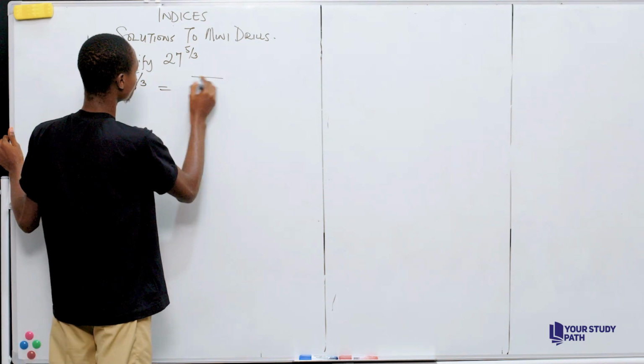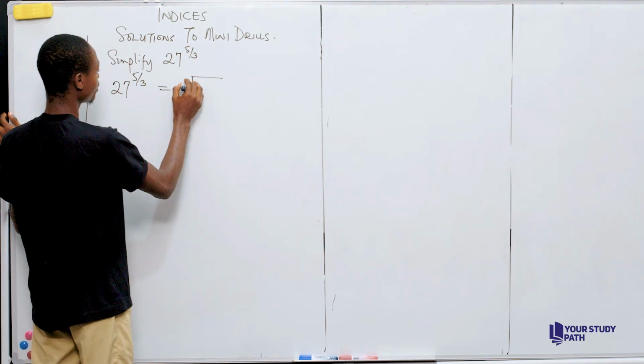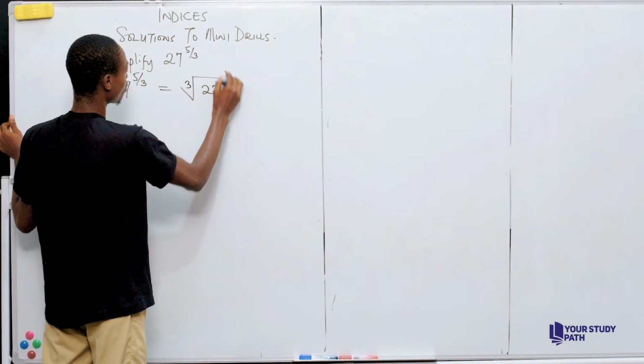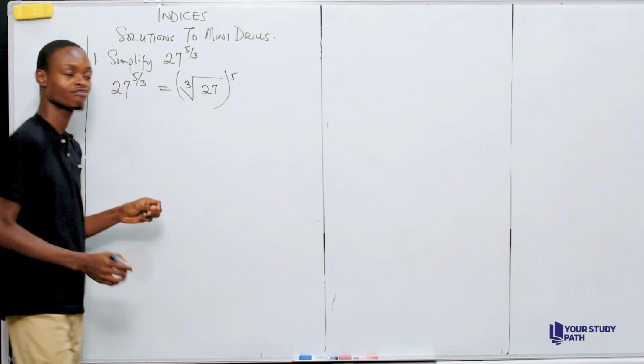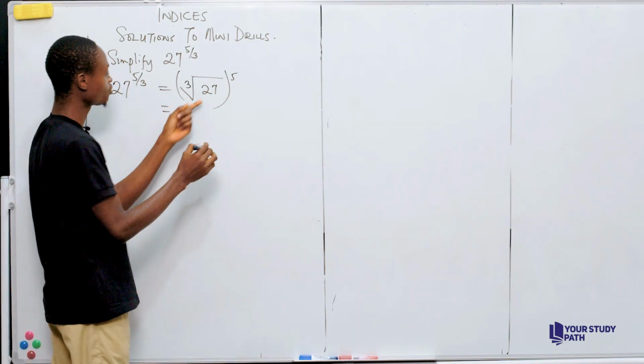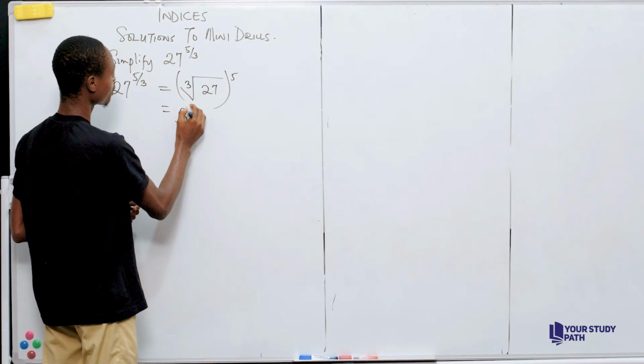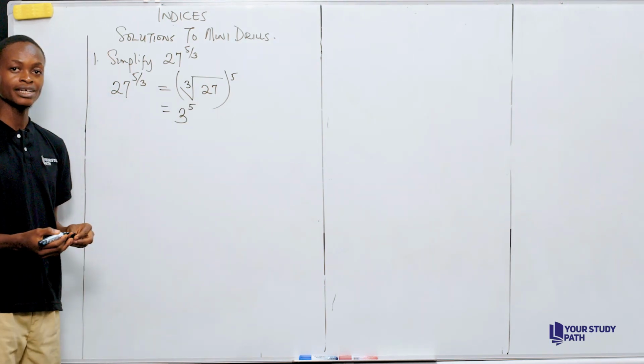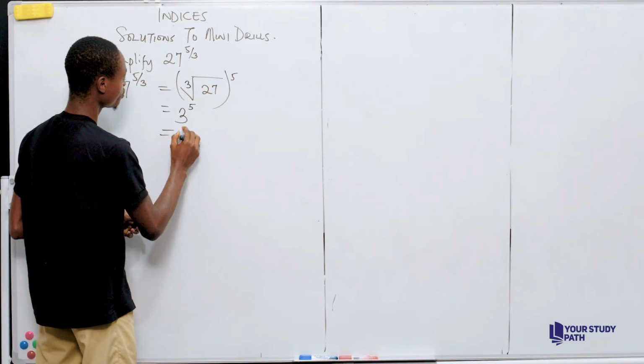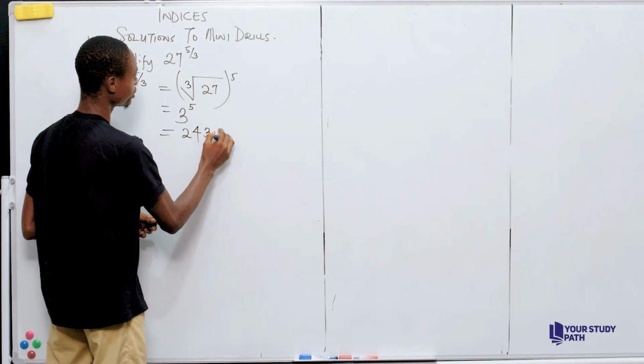So you have cube roots, because the denominator is 3, of 27, all raised to the power of 5, right? So cube root of 27 will give you 3 raised to the power of 5, right? And this would give you the result 243, right?